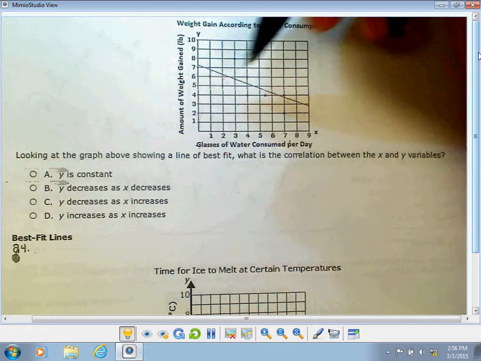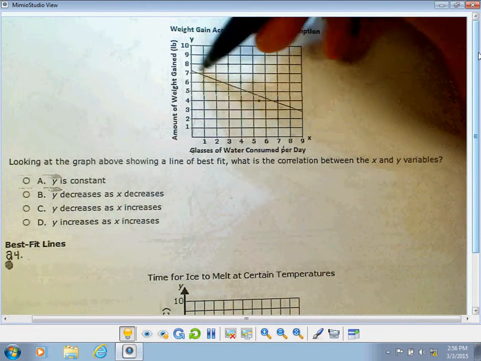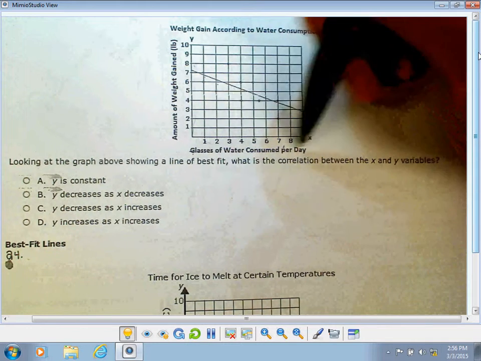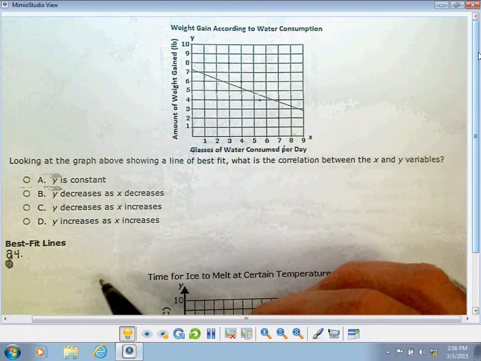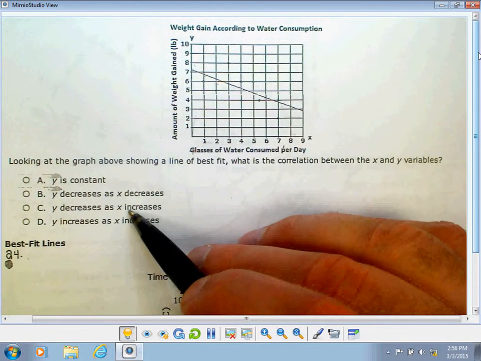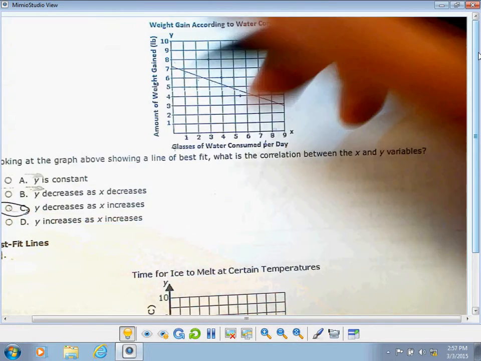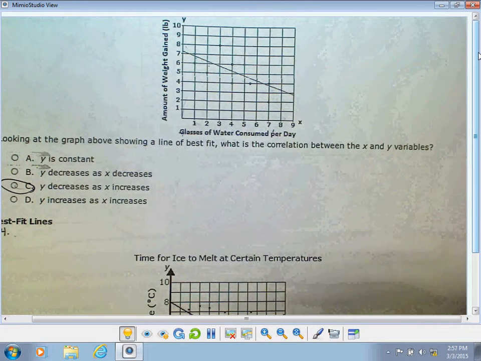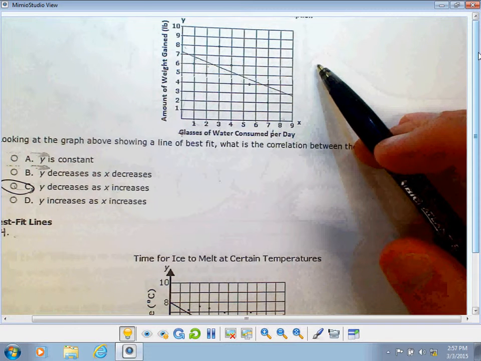When it was 2, it was closer to 6. 3, a little less than 6. So as these go up, the number over here goes down. That's what a negative graph means. As x goes up, y goes down. So when we see it this way, if x increases, y has to decrease. That's C. So we want to look for the one that says x goes up and y goes down. Now if it was positive, if the line was going uphill, it would be the exact opposite. As x goes up, y goes up.